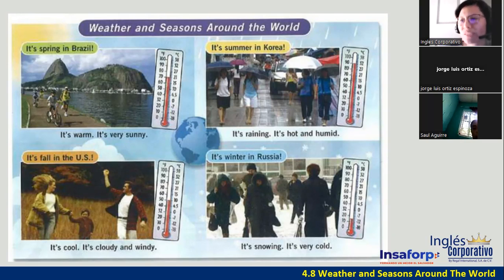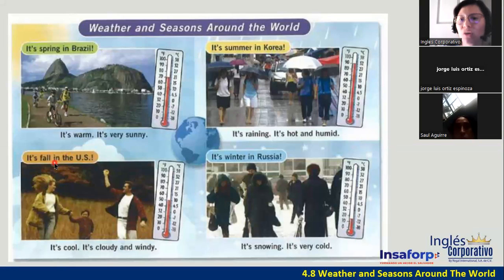Okay, so as you can see, we have different adjectives that we can use to describe the weather, right? For example, take a look at the first ones over here, right? It says it's warm, it's very sunny, right? It's warm, it's very sunny. These two adjectives, we can use them with spring, right? Then we have over here, it's summer in Korea. Now, in Korea, the summer has rain. I mean, it's huge. There's a lot of humidity, ¿verdad? And it's very hot, okay? Entonces, here we have, it's raining. It's hot and humid, right?